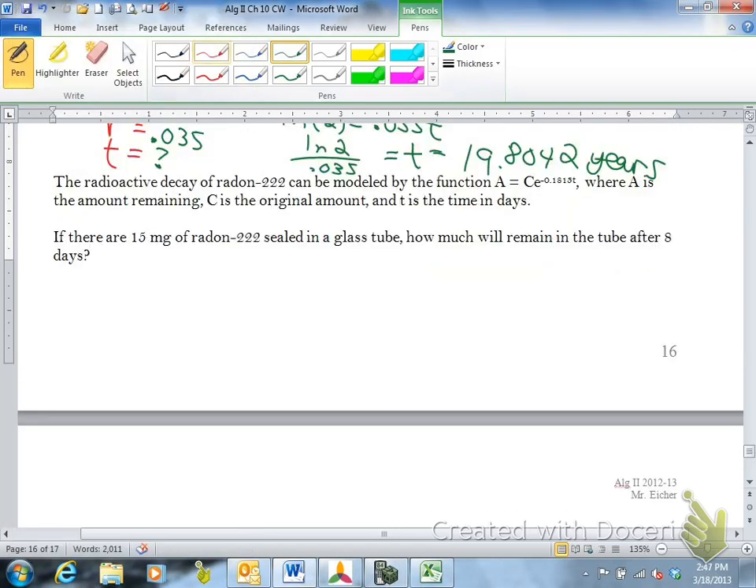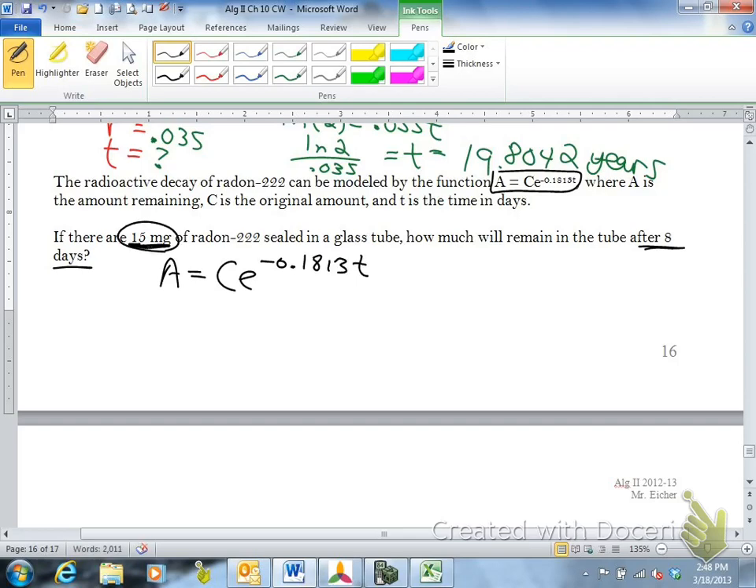On the next one, we have a different formula. So the two formulas that I showed earlier, you should memorize those for your test. Other questions, you could be given a formula like this one. So radioactive decay of radon 222 can be modeled by that function, where A is the amount remaining, C is the original amount, and T is time in days. If there's 15 milligrams in a glass tube, how much will remain after 8 days? So here's the formula, A equals C E to the negative 0.1813T.